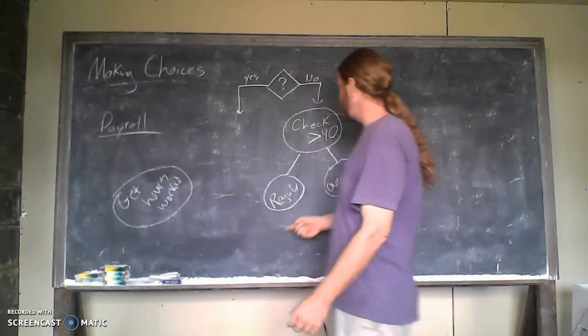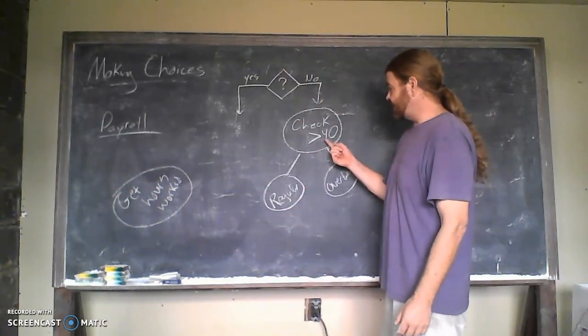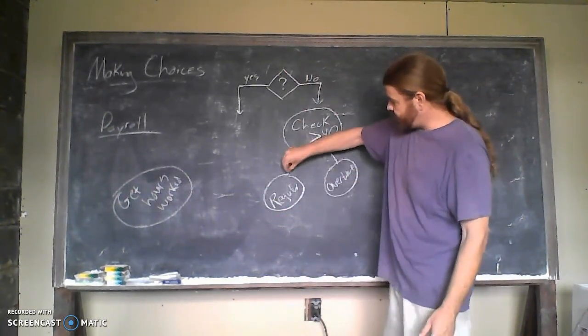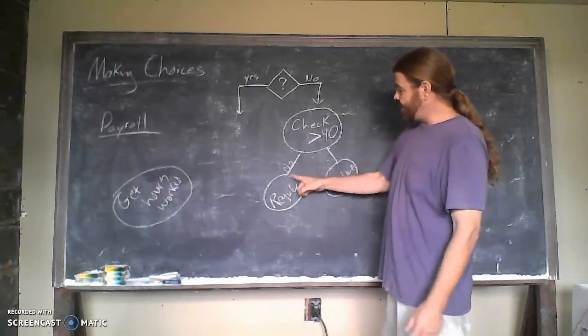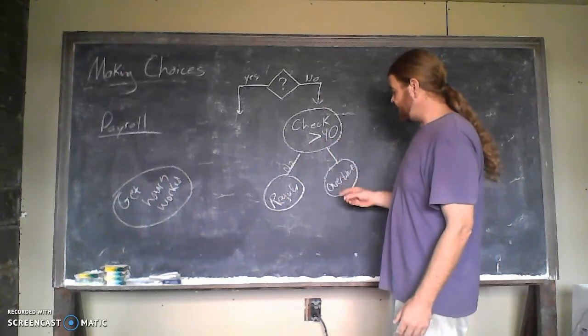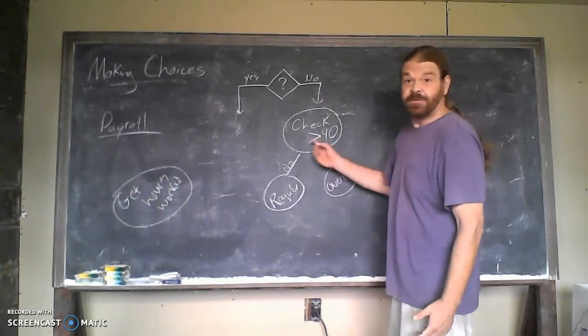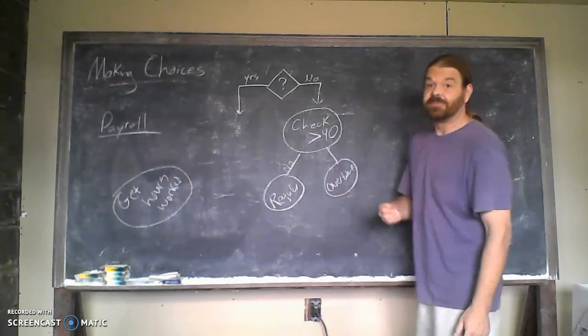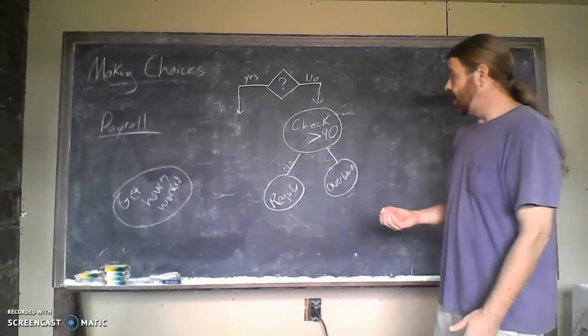Get the number of hours worked. If it's not bigger than 40, they just get the regular pay. If it's bigger than 40, then they get the regular pay for the first 40 hours and then overtime for the rest of it. That's kind of the idea.